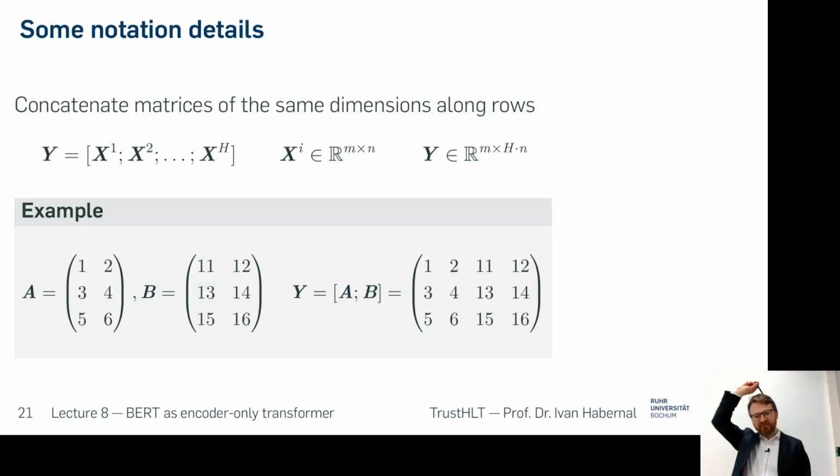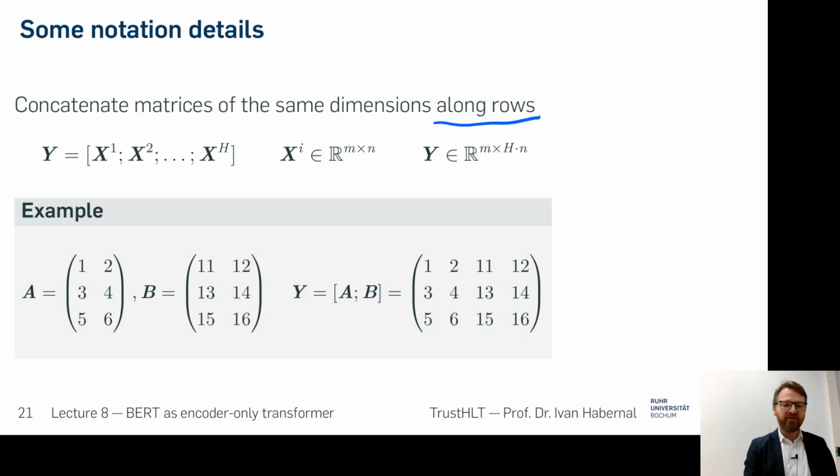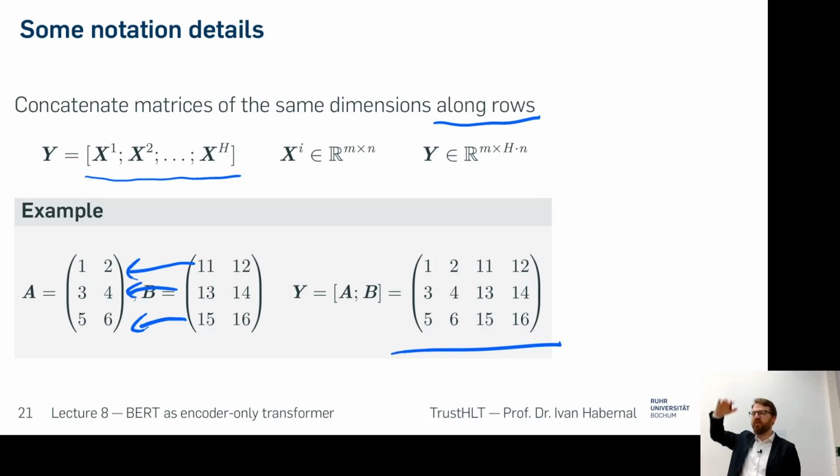Okay, some notation details. We can concatenate matrices of the same dimension along rows. I want to spell this out because we'll be using this notation later in the algorithm. If we have H matrices, and now we know H is the number of heads, we stack them one after each other, concatenating these matrices along the rows to get this large matrix. We can stack them along the rows or along the columns. At the end of the day, I don't think it makes any difference because there will be some multiplication again. So this is just stacking matrices.